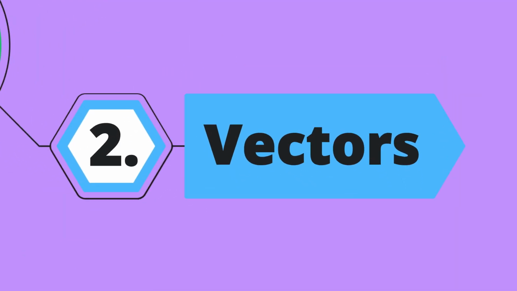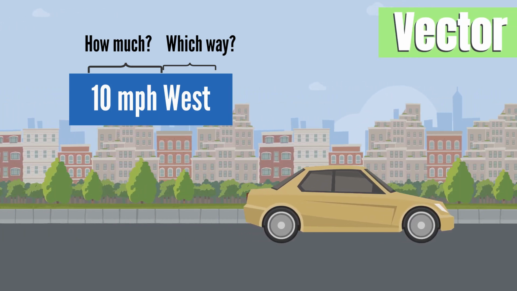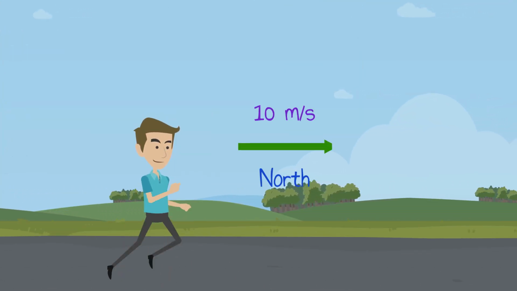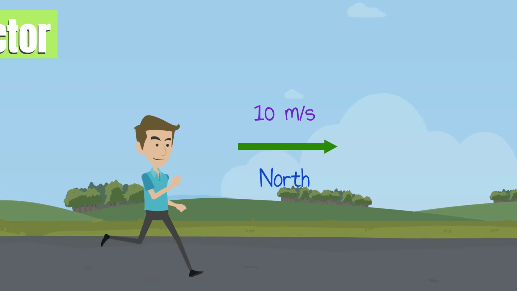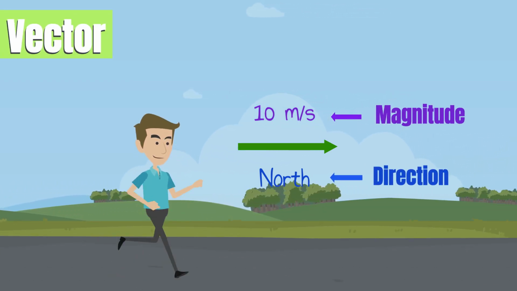Vectors, on the other hand, are a little more exciting. They don't just stop at telling you how much, they also tell you which way. Imagine saying, I ran 10 meters per second to the north. Now we're dealing with a vector because it combines magnitude, 10 meters per second, and direction, north.